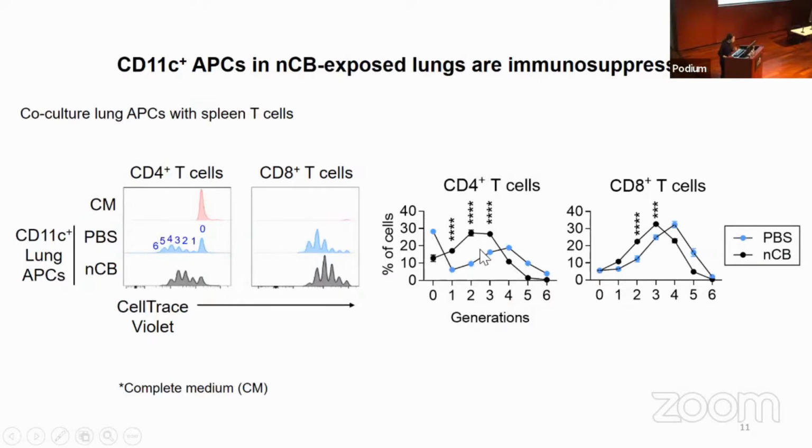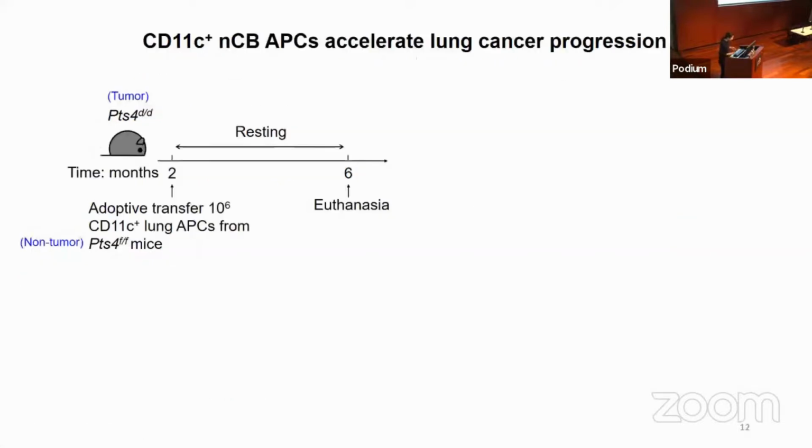T cells that were co-cultured with carbon black APCs showed slower cell proliferation, with most of the cells stuck in generation 2 and generation 3. So based on this result, we found carbon black APCs are immunosuppressive. They can inhibit T cell proliferation.